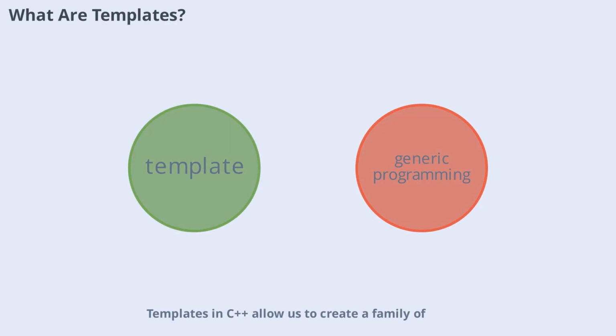Templates in C++ allow us to create a family of classes or functions that can operate on different data types. Instead of writing separate code for each type, you write one template and let the compiler generate the specific code as needed. This not only saves time but also reduces errors and makes your codebase easier to maintain. Templates can have type parameters and even non-type parameters, like the size of an array. This flexibility is what makes templates such a powerful feature in C++.